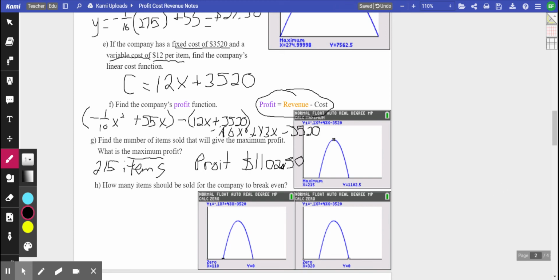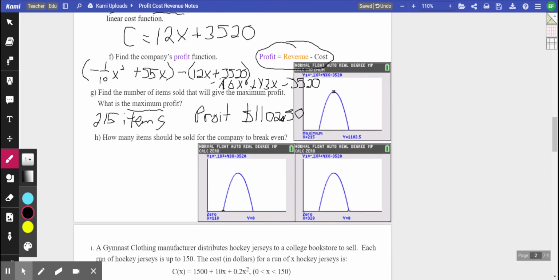So how many items should be sold for the company to break even? So break even, we're not making any money. Our profit is 0. So that means we're looking here along our x-axis. And we actually have 2 points of intersection here. We have a 0 here and we have a 0 over here. So we're going to have to calculate each one of those zeros separately since we actually have 2 possible answers to this question. So how many items should the company sell in order to break even? They could sell 110 items, or they can actually sell 320 items to break even. If either of those happen, they're doing all right.